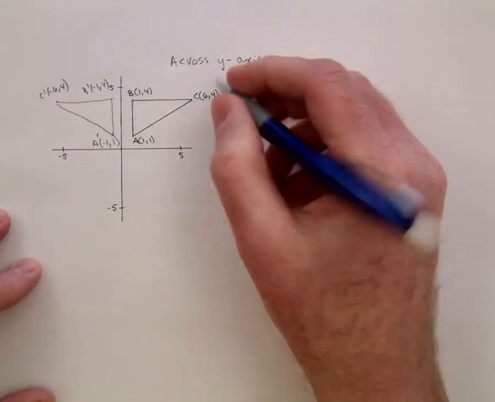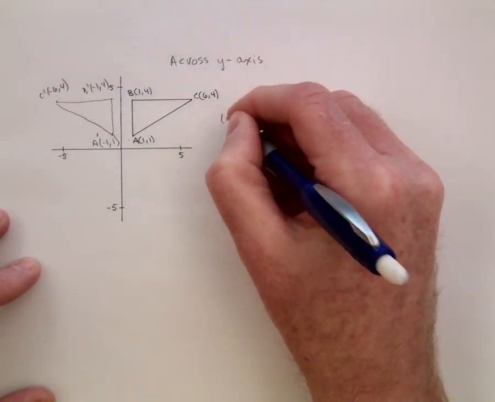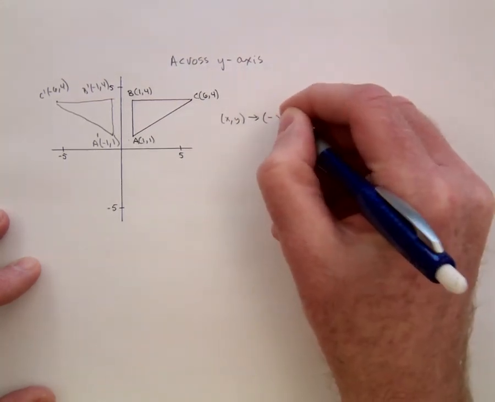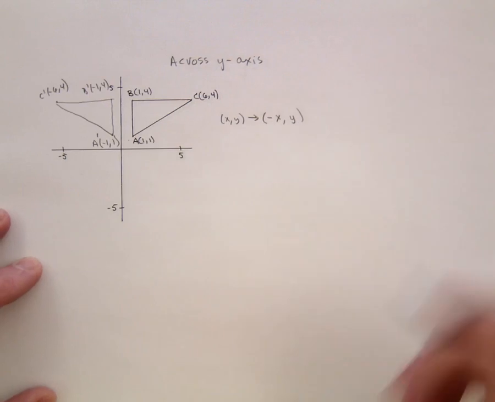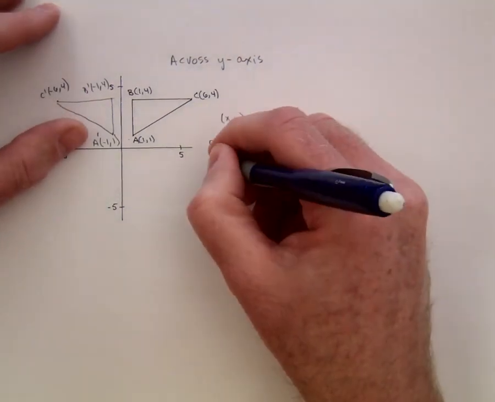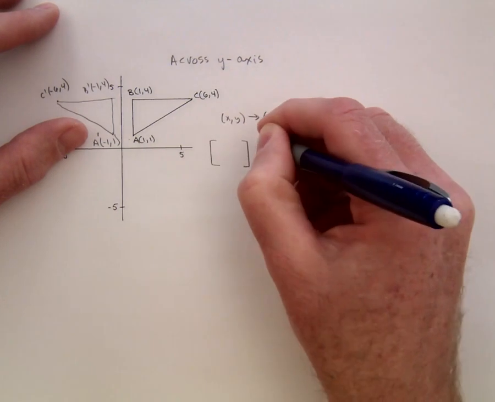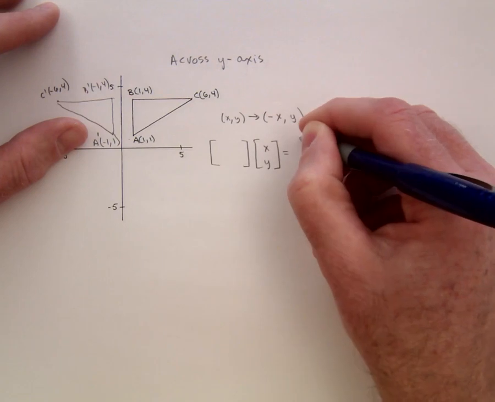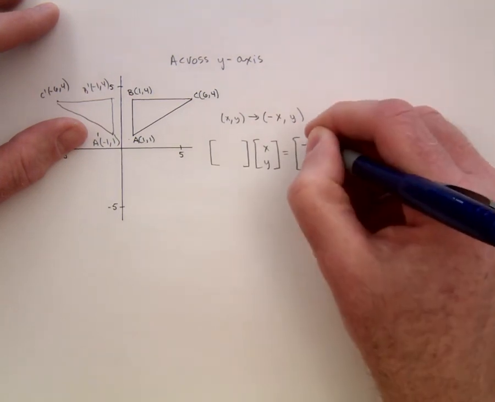And you can, of course, represent that in terms of notation, with just x, y being sent to or mapped to opposite of x, y. In terms of matrices, if we wanted a matrix that would accomplish a reflection across the y-axis, it would have to be one that would take the point x, y and turn it into the point opposite of x, y.